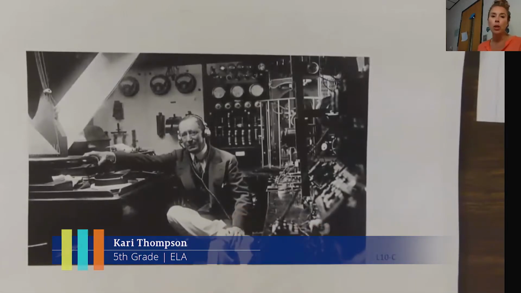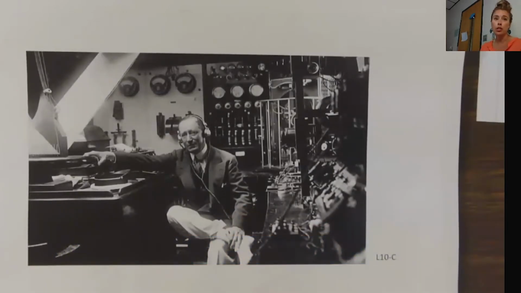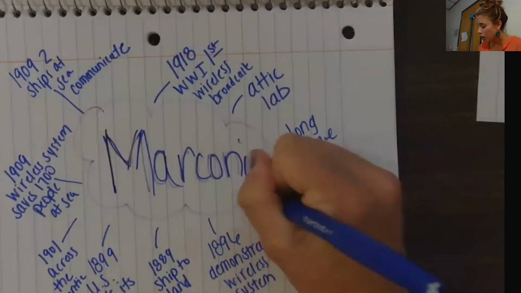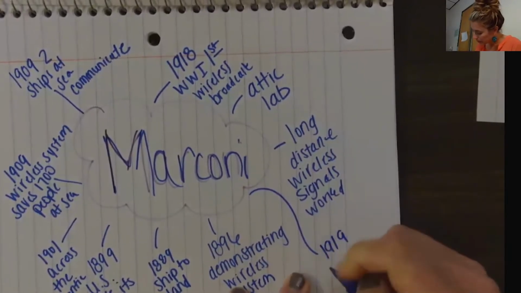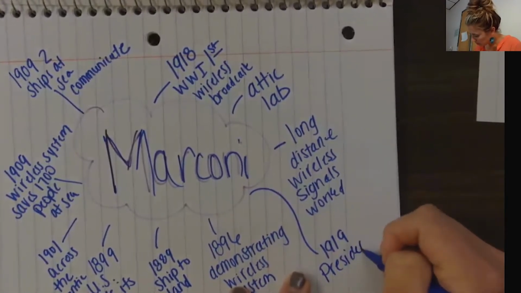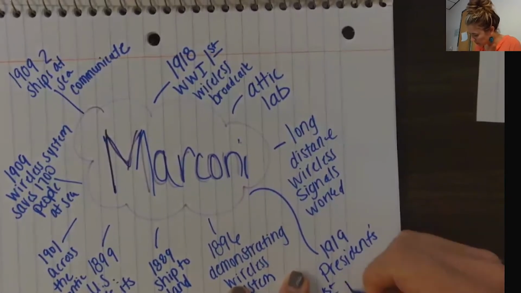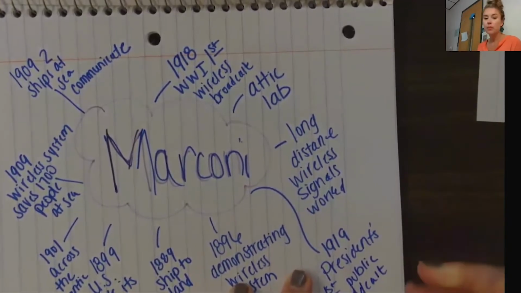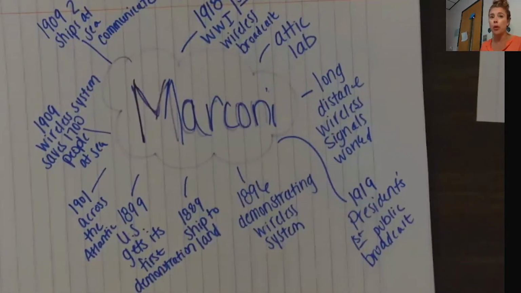Here's another few important dates I would like to add on to our organizer. So grab your organizer. I think it's important to add that 1919 was the president's first public broadcast. Let's add that. 1919, the president's first public broadcast. That's important to know. Now, let's add 1920 as the first year that radio stations began to broadcast.